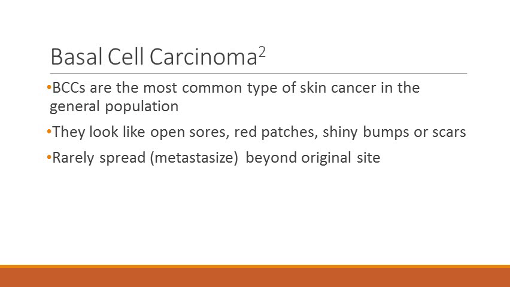The next type of skin cancer we will discuss is basal cell carcinoma. Basal cell carcinoma is the most common type of skin cancer in the general population. Remember that squamous cell carcinoma is the most common type of skin cancer in the transplant population. Similar to squamous cell carcinoma, basal cell carcinoma can look like open sores and red patches. However, they can also appear as shiny bumps or scars. These lesions rarely spread beyond the original site to involve other locations.